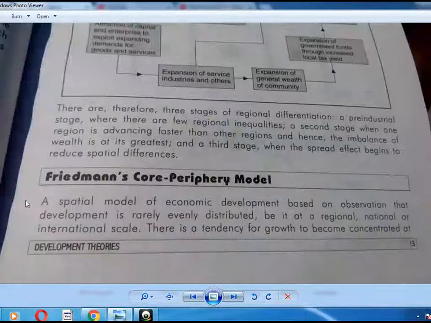Hi friends, today we discuss Friedman's core periphery model. It is an important model, so let's start.